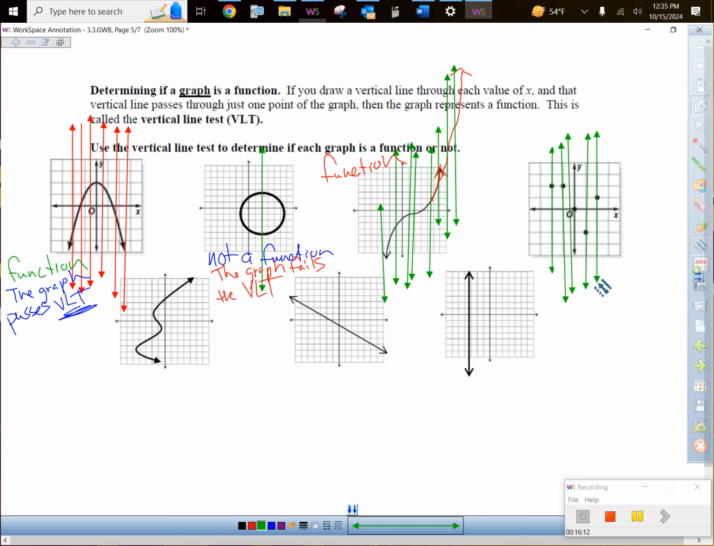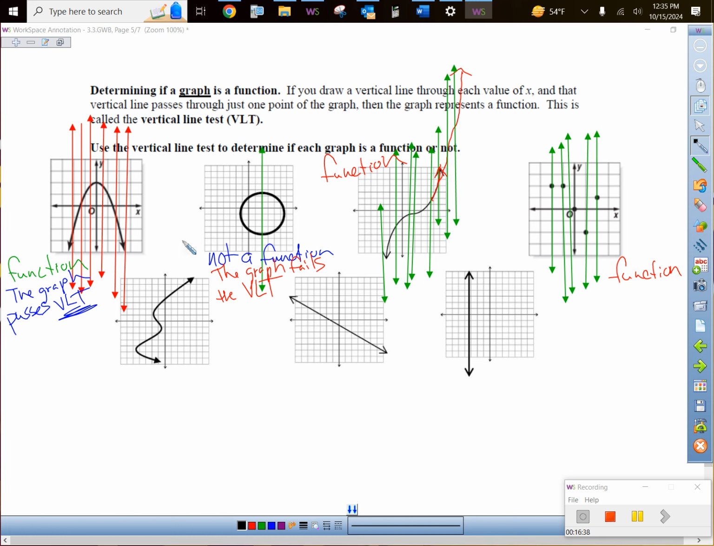Function or not a function? Cool. That is a function. But that was a weird graph. I'm going to change it. I'm going to put another dot. What if I put another dot right there? Would that have passed or failed the vertical line test? Because even though it passed here, here, here, here, here, it failed right there. So that would not be a function. But this one was a function because that dot was not there.